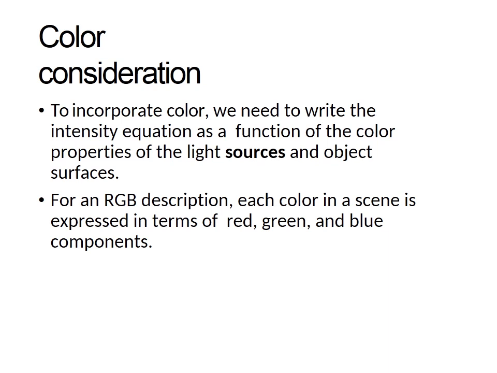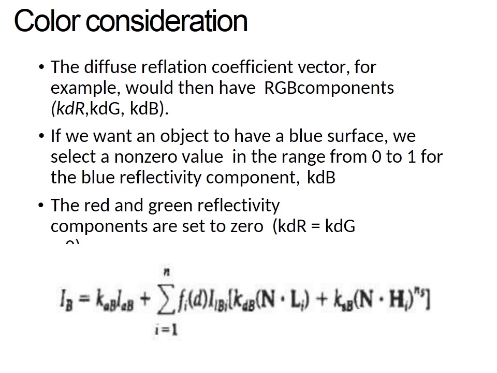So in this way we can find out the various kinds of light sources. Light sources are referred to as light emitting sources and reflecting surfaces, such as the walls of a room. Color consideration: the diffuse reflection coefficient vector, for example, could then have RGB components, where KDR is for red, KDG for green, KDB for blue.